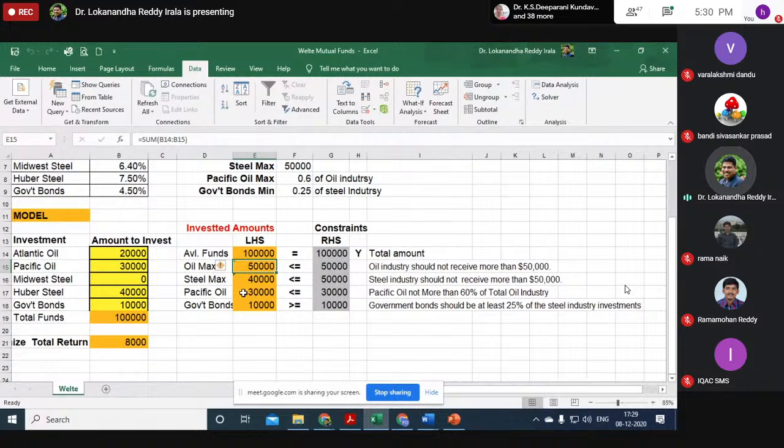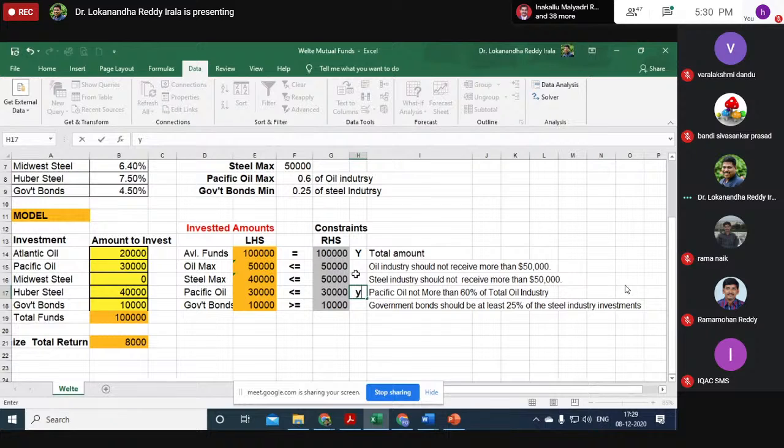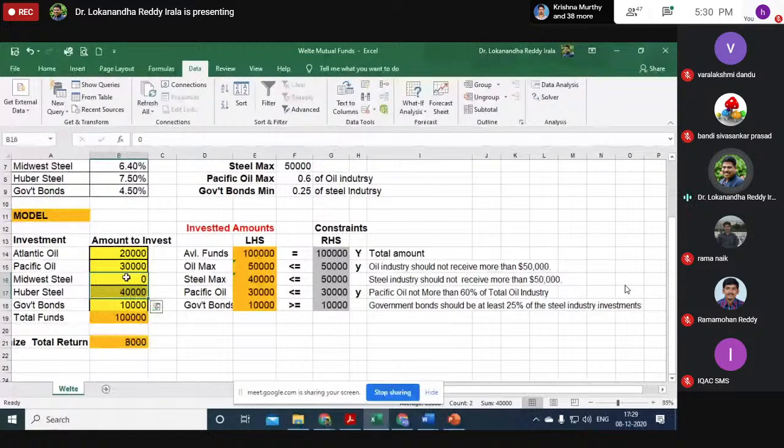Then how much you are investing in Pacific Oil? 30,000, which is 60%. So you have not exceeded that more than 60% of investments is going into Pacific Oil. So this condition is also satisfied, and Oil Max, this condition is also satisfied. Then coming to the Midwest Steel and Huber Steel, these two things should be less than 50,000. This is also satisfied.